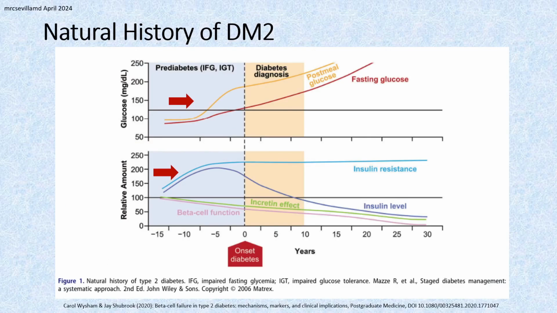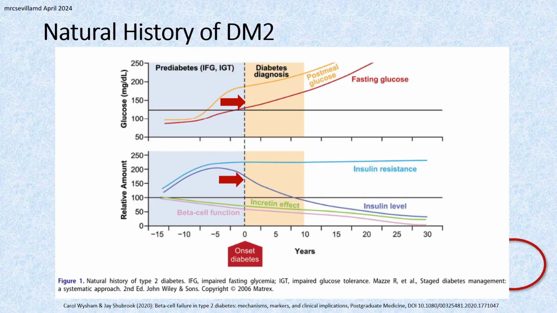In the blue shaded area, you will see that prediabetes may start as early as 15 years before the actual onset of diabetes, starting with a rising insulin resistance and insulin levels and rising fasting and postprandial glucose levels. In fact, it is postprandial glucose which rises first before fasting glucose. Once insulin production starts to drop and fasting glucose rises above the cutoff level of 127 milligrams per deciliter or 7 millimoles per liter, then the diagnosis of diabetes is made.